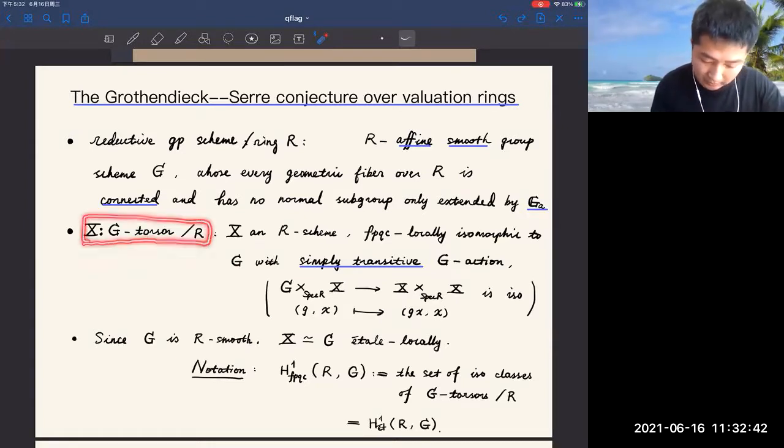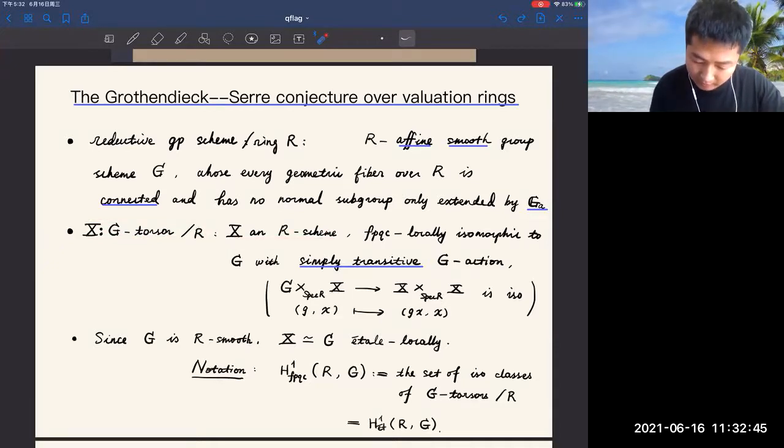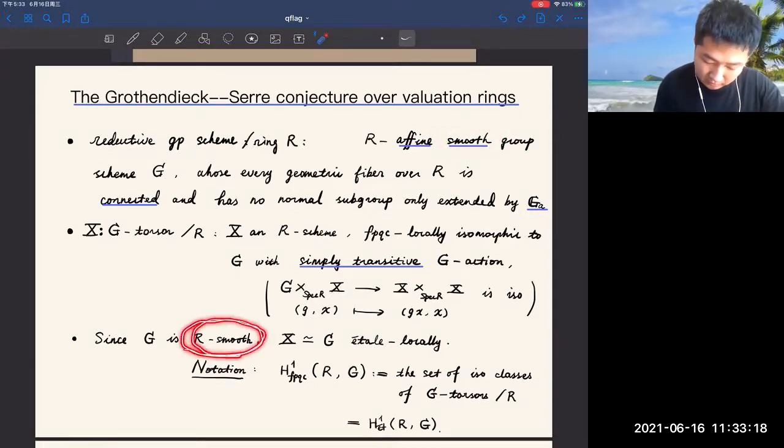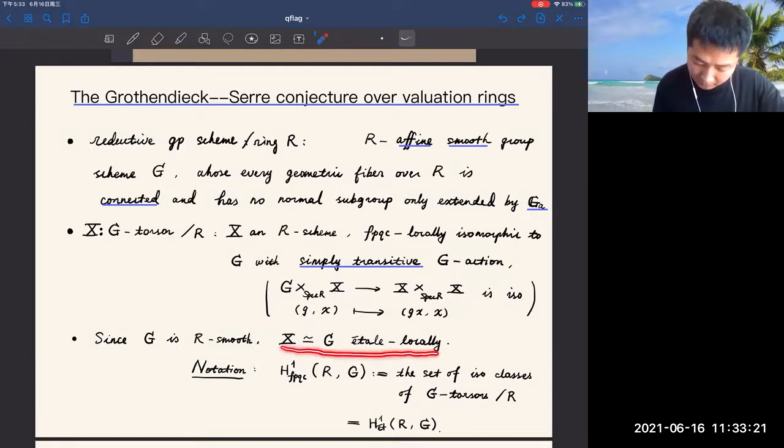A G-torsor over a ring R is an R-scheme that is fpqc locally isomorphic to G, with a simply transitive G action. Here, simply transitive also means that the canonical map given by the G action is an isomorphism. So this is the definition of a G-torsor. In our case, because we are considering reductive group schemes, which are smooth over the base, the torsor is R-smooth, so it is isomorphic to the group scheme locally.